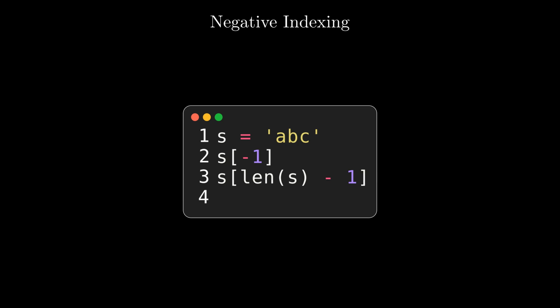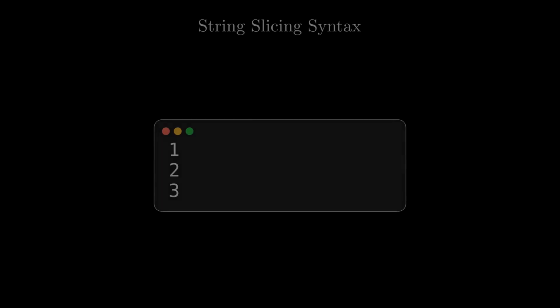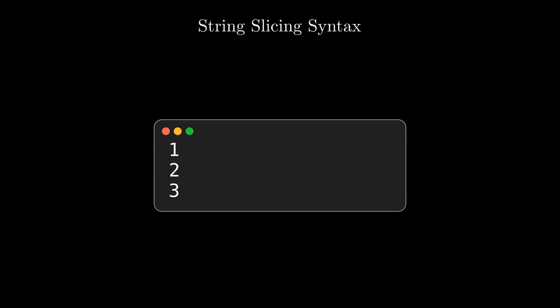But negative indices can also go out of range. s[-4] on a 3-character string asks for a character before the beginning, and that raises an IndexError too.